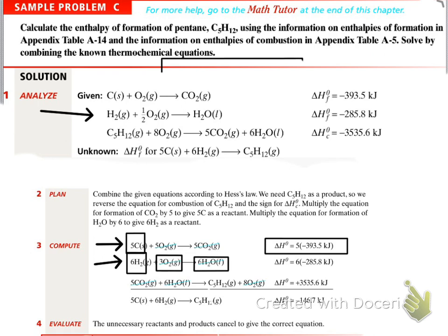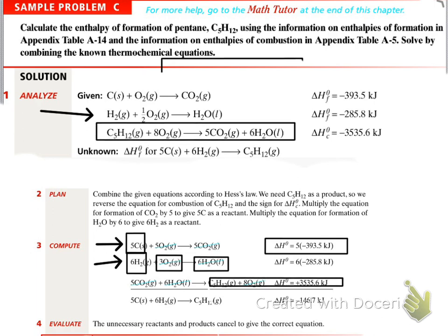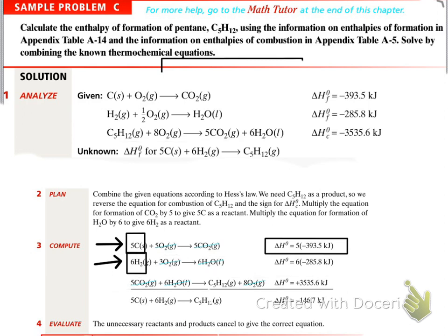And then the last thing that we have to do is take this last process here. This is a reverse. Remember, we reverse this reaction here. That's the forward reaction. Now we have to reverse it and its sign. So I'm taking 5 moles of carbon dioxide plus 6 moles of water and producing 1 mole of pentane with the energy change of plus 3,535.